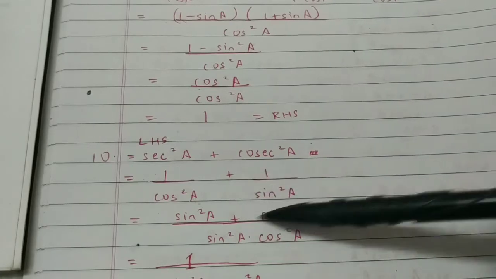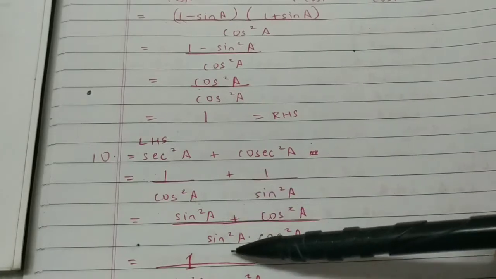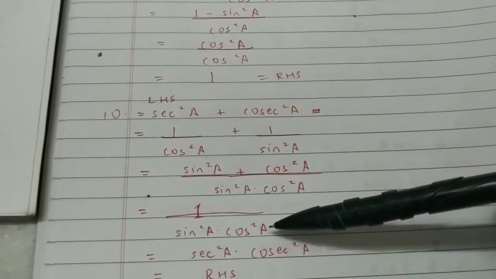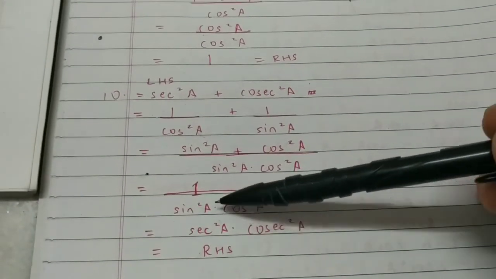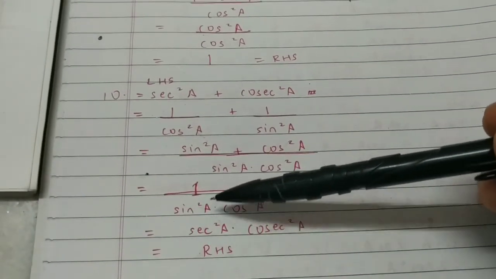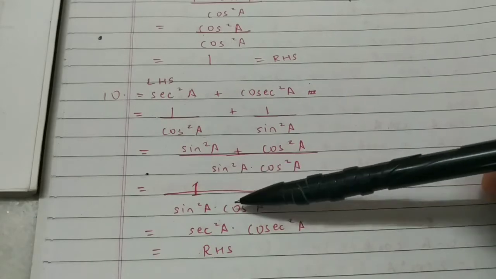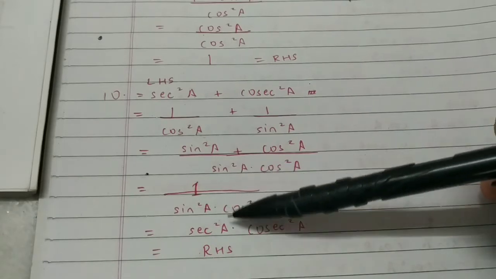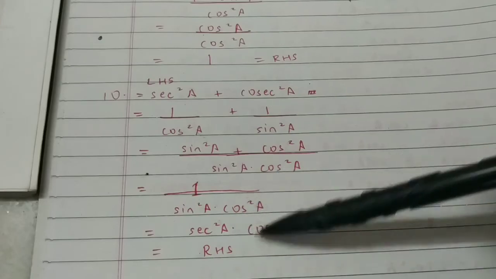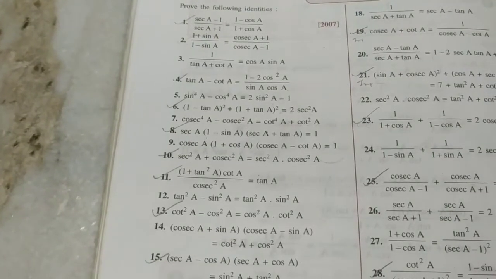Do the LCM. Now this numerator is nothing but 1. So that's how you get this denominator. And the reciprocal of sine square A is cosec square A. And the reciprocal of cos square A is sec square A. So that's how we get the RHS. Next, 11th question.